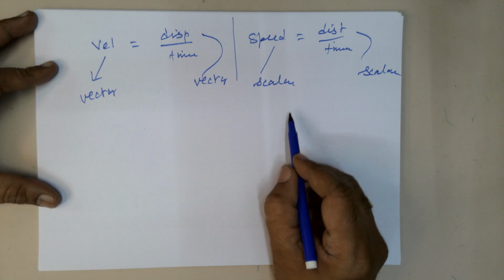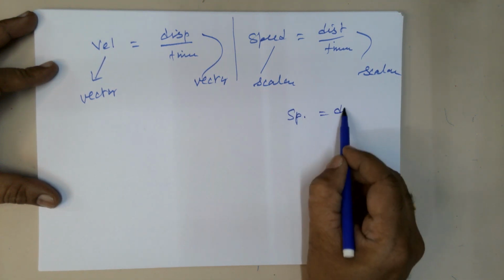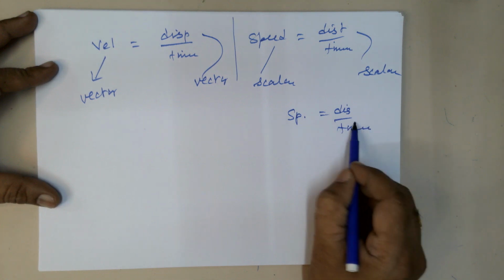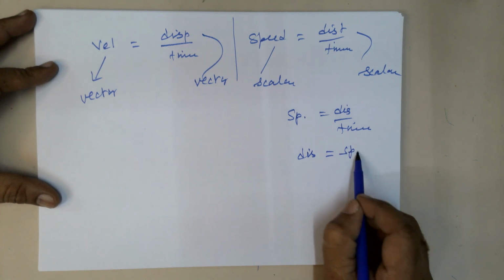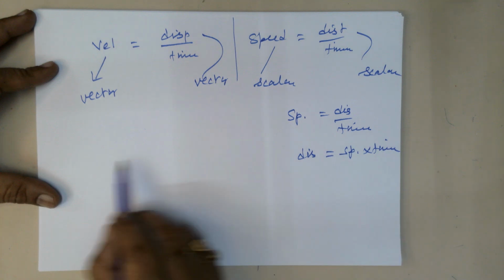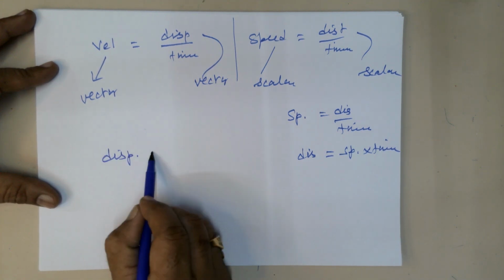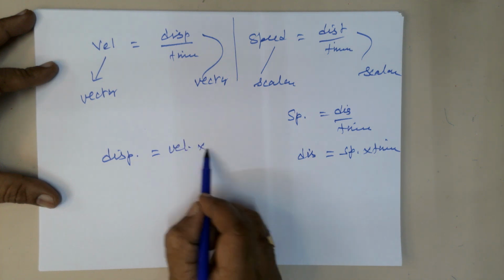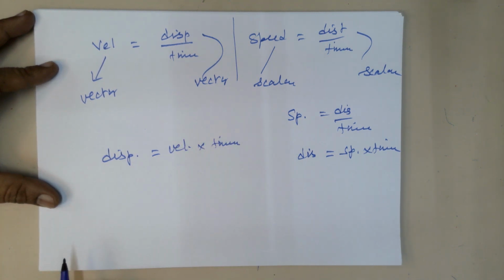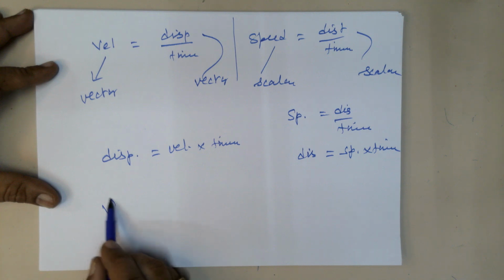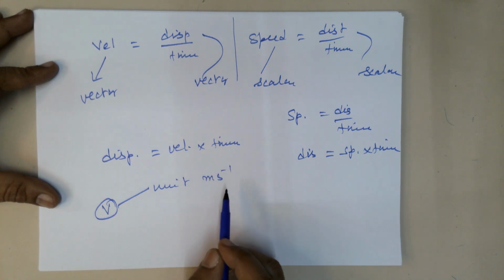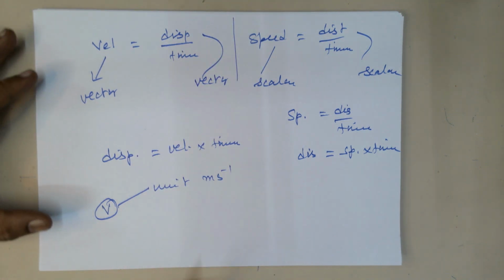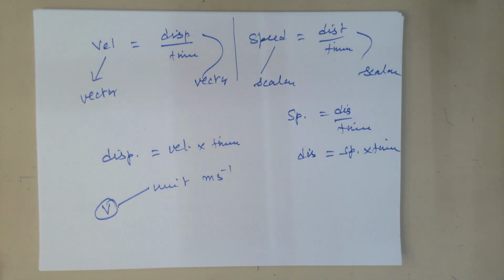And when you take speed is equal to distance divided by time, now you can rearrange this. Distance is also equal to speed into time. Similarly, displacement in this case is equal to velocity into time. So for velocity, the unit is meter per second. Why? Because it is the distance traveled divided by time. Okay.